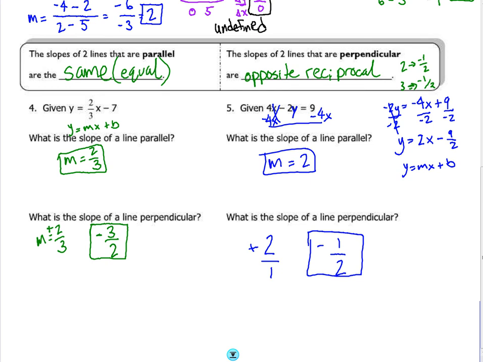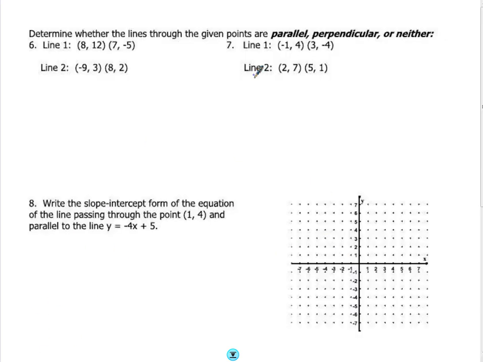And let's determine if line 1 and line 2 are parallel, perpendicular, or neither. Mainly looking for: are the slopes the same, or are they opposite reciprocals? If they fit one of those relationships, then I know that they're parallel or perpendicular. If it's neither of those relationships, then it's neither. Go ahead and pause the video at this time and see if you can try the problems on your own.